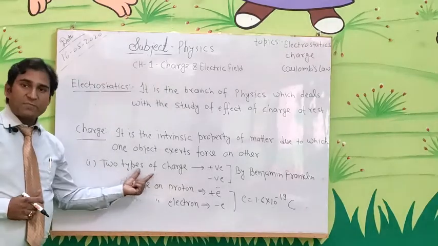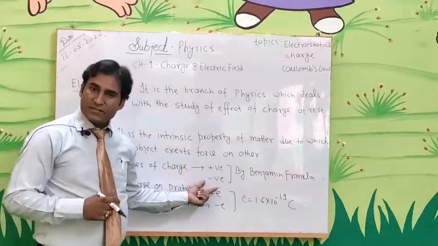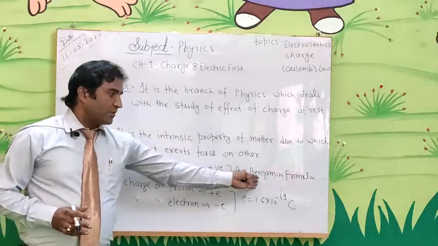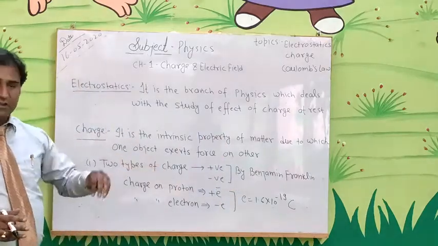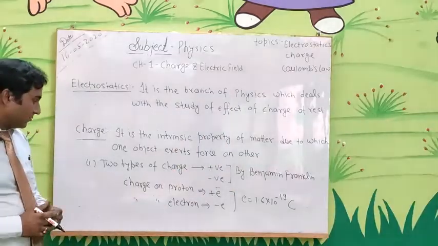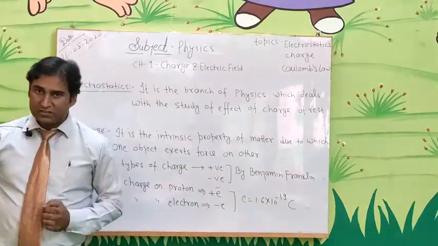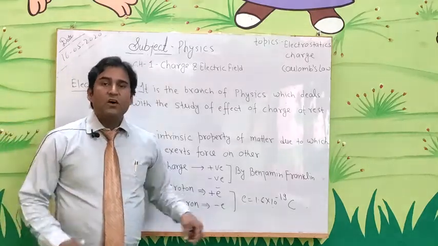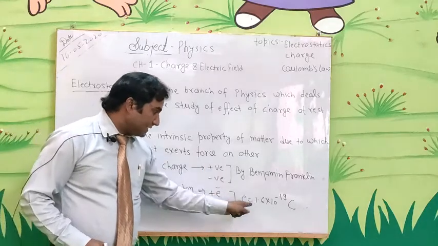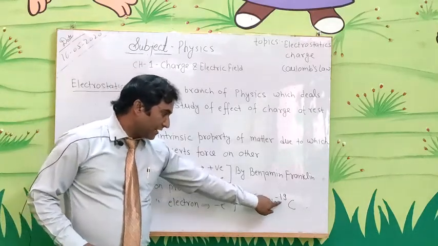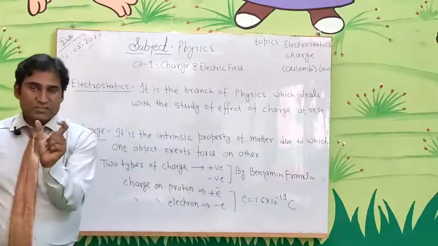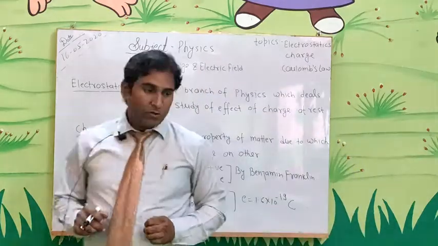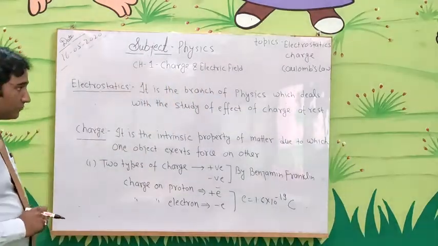As we know, there are two types of charge: positive charge and negative charge. These charges were named by the scientist Benjamin Franklin, conventionally. The charge on a proton is plus e and the charge on an electron is minus e, where e stands for the electronic charge or basic charge, and the value of e is equal to 1.6 times 10 to the power minus 19 coulomb. Here C stands for the coulomb. This is the SI unit of charge. Okay. Now we will discuss the next topic, Coulomb's law.